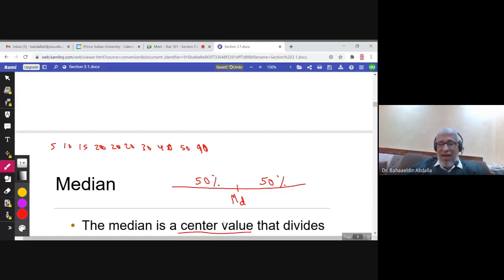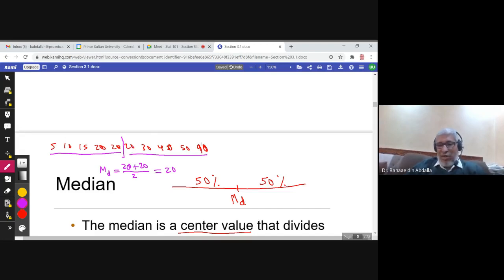Now, where is the center value? The number in the center. Well, the number in the center is here, between 20 and 20, because 5 numbers would be to the right and 5 numbers would be to the left. So the median in this case would be the number between 20 and 20, which is actually 20. But if you want, you can add 20 plus 20 over 2 and it would be 20. So the median of this data is 20.